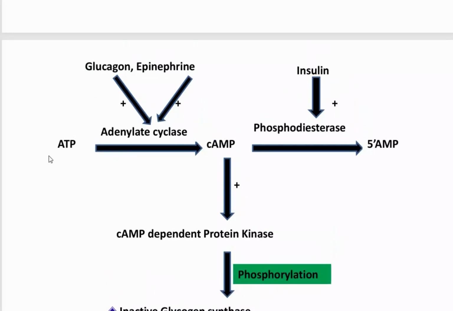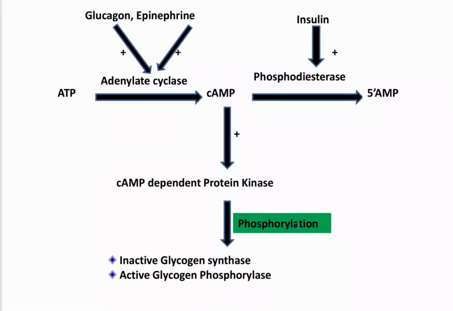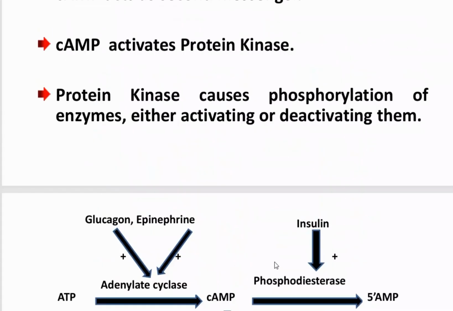So if you see this ATP to cyclic AMP, when glucagon or epinephrine comes, then in the presence of adenylyl cyclase, ATP is converted to cyclic AMP. This cyclic AMP activates the protein kinase enzyme, and then after phosphorylation, it inactivates the glycogen synthase enzyme and further activates glycogen phosphorylase enzyme. So in this way, glycogenesis and glycogenolysis are regulated.